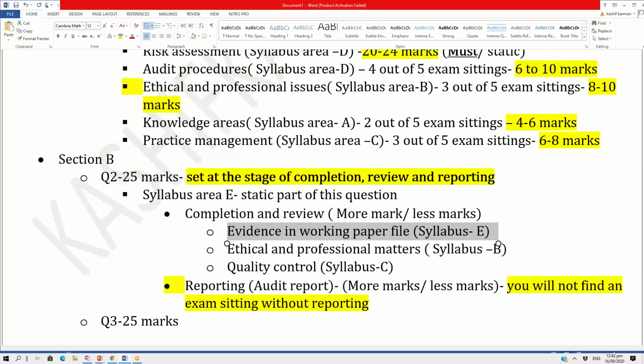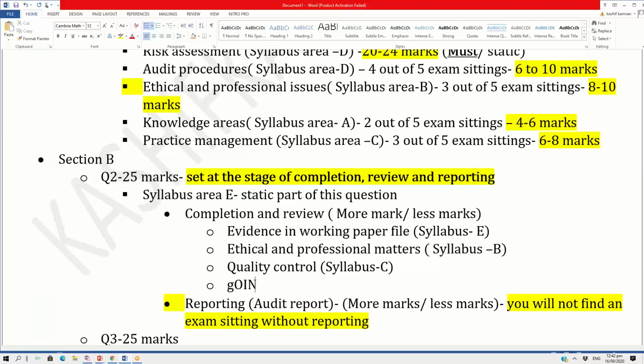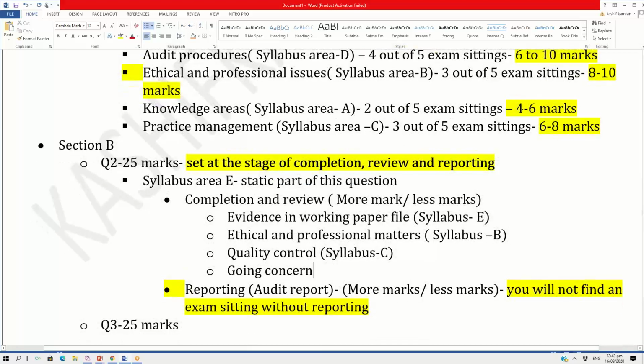Yes. You can find the syllabus area B, ethical and professional issues, in question 2. You can find quality control in question 2. There is another area known as going concern. Going concern can also come in the completion and review stage, which is basically syllabus area E. So these are 4 basic areas which fall under completion and review: evidence and working papers, ethical and professional matters, quality control, and going concern.